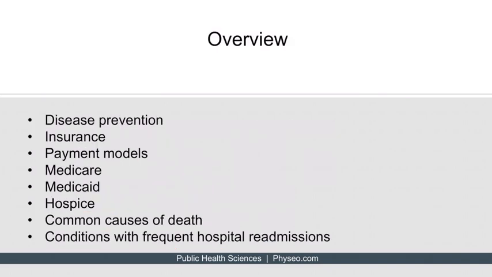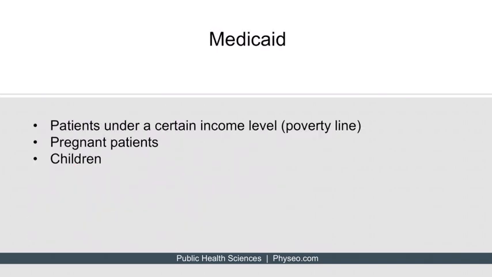Our next topic covers Medicaid. Medicaid is like Medicare, except usually it's much less generous and fewer providers are willing to see Medicaid patients because it doesn't reimburse as well. While requirements vary by state, Medicaid generally covers patients under a certain income level, often below the poverty line. It also covers pregnant patients and provides coverage for children.